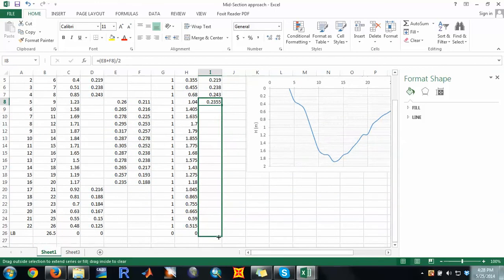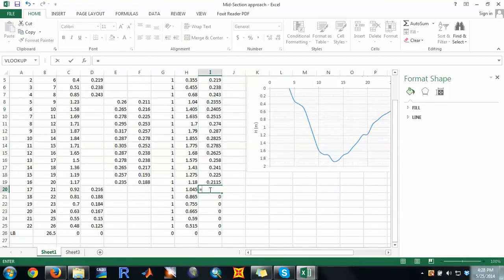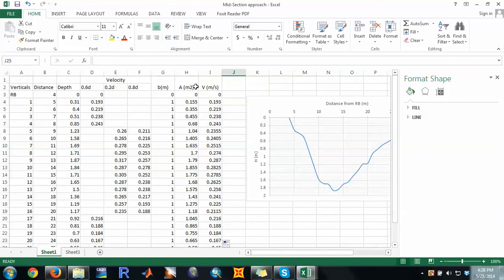Then you can calculate the rest. At this particular point the velocities are the same as these ones. Okay, so you have to calculate them in that manner. Then once you find the velocities and the area, if you multiply area times velocity, Q, then you will obtain discharge in meter cube per second. So this is equal to area multiplied by velocity.